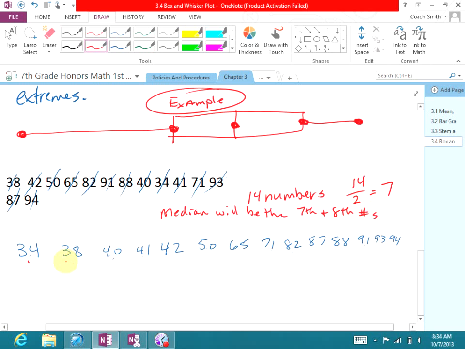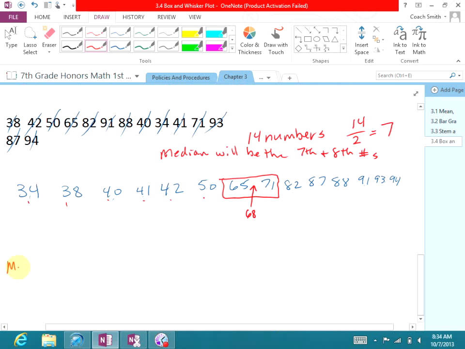Okay, so 1, 2, 3, 4, 5, 6, 7. So it's those two numbers right there. Okay, so I need the number that's halfway in between those two numbers. Okay, what is halfway in between those two numbers? Laney? 68. 68 is halfway in between 65 and 71. Okay? So my median is equal to 68.